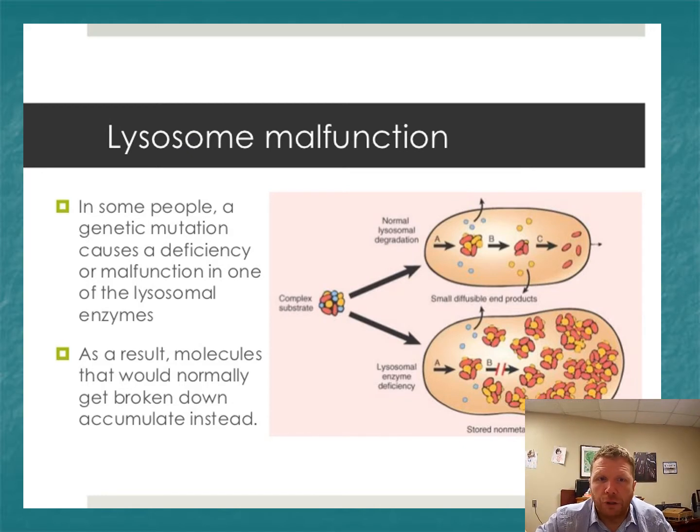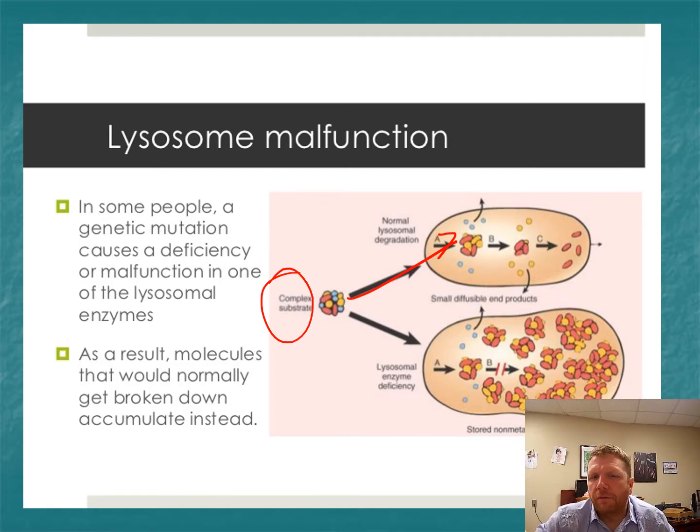Now, the lysosome can malfunction. In some people, there are genetic mutations that cause deficiencies or malfunctions in one of these lysosomal enzymes. Molecules that would normally get broken down instead accumulate. So our normal function is this complex substrate goes into the lysosome and gets broken down. We've got these different shaped objects, this red, orange, blue. Well, enzyme A is going to take off the blue components, break that down. Okay, so now we're left with the orange and the red components. They're stuck together, and our next enzyme is going to pick off all the orange ones, and then our next enzyme is going to pick off all the red ones. And so we've taken this complex mixture and broken it down. And those end products can basically diffuse out of the lysosome and go out into the cytosol and basically do nothing significant.